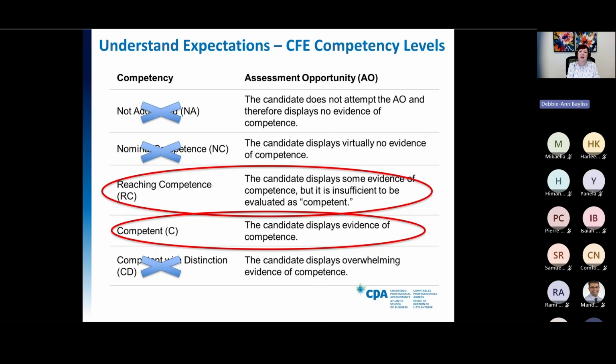I've also crossed out competent with distinction, and I've done that on purpose because, again, I highlighted in that webinar that there's no extra value given to you between a competent response and a competent with distinction. So don't put in the extra effort that's needed to achieve a competent with distinction, because most likely that means you're going to end up potentially not addressing another required or nominal competency. So the 2 areas for the expectations are competent and reaching competent. Again, I go into great detail when it comes to understanding the CFE.